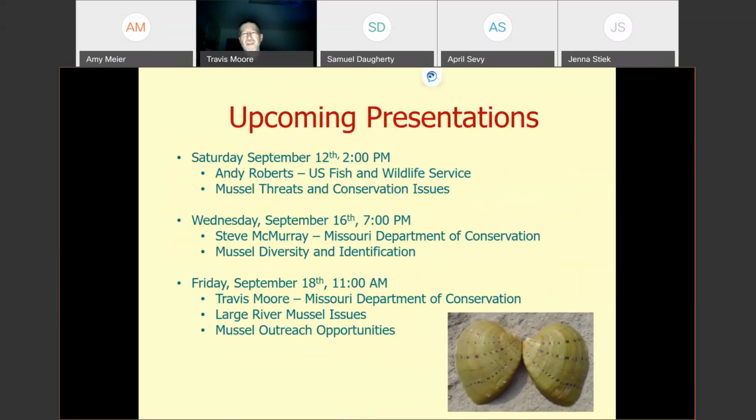And then I'll leave this slide up for just a little bit. These are the remaining presentations that are coming up. Andy Roberts with the Fish and Wildlife Service is going to talk about mussel threats and conservation issues on September 12th. Steve's going to do the mussel diversity and identification presentation on the 16th. And on the morning of the 18th, I'm going to do the presentation on our Big River mussel issues, so working on the Mississippi and what that's like. And then I'll also talk about some mussel outreach opportunities, some activities that you can do if you're at a fair or an event, some things you can do with kids, and some very unique online resources that you can tap into that show some really cool stuff related to freshwater mussels.